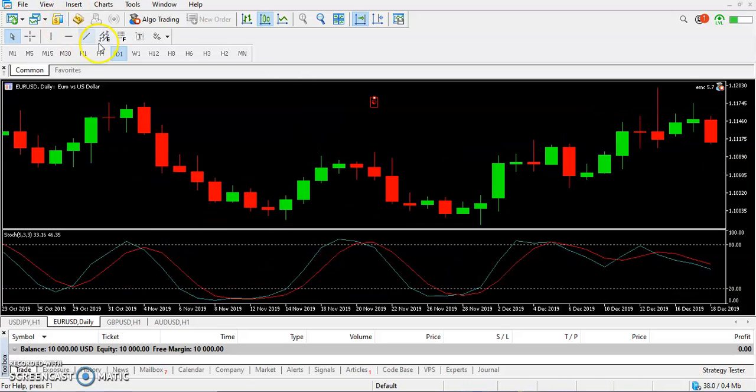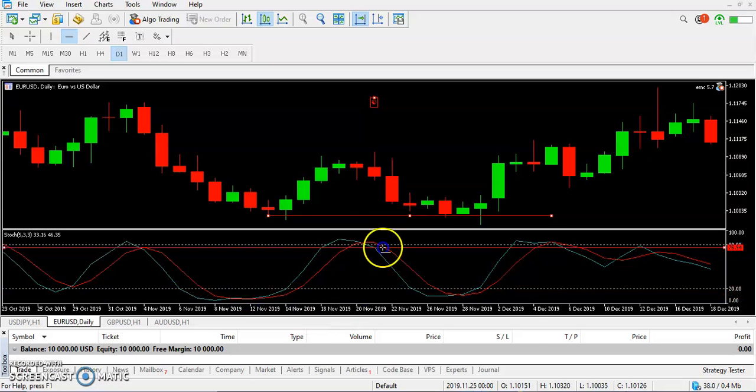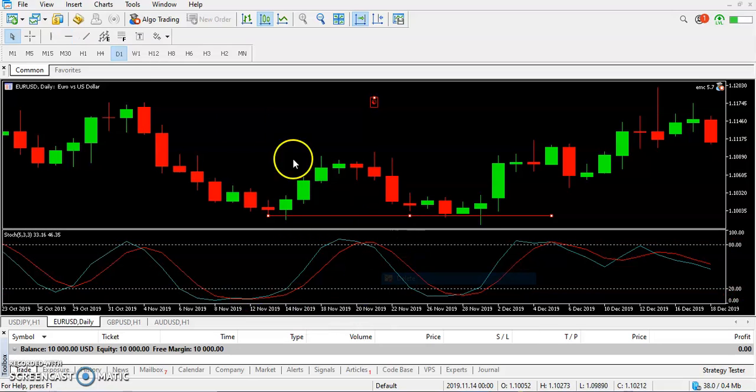Okay, one final one about the bullish divergence. We take the base here, so it's almost the same. It's almost the same straight level. Now we take the base of the, sorry, this is a horizontal line. Let me take a trend line.